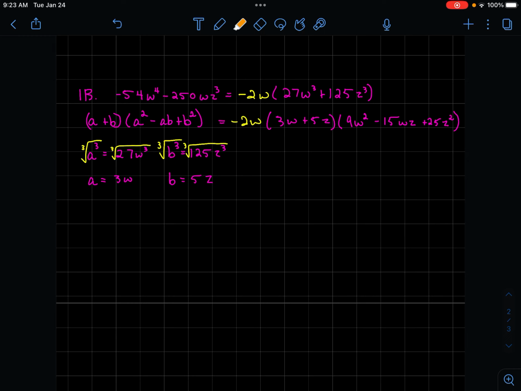All right, so now you know how to factor a sum of cubes and a difference of cubes.